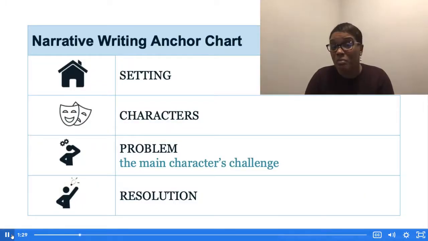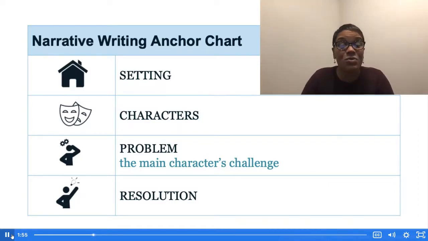Remember, the problem in the story is the main character's challenge. And the problem is something difficult in the story that the main character has to deal with. Now, since you've learned about story elements in Module 1, I need you to help add the rest of the definitions to the narrative writing anchor chart that you see on the screen. This chart is going to help you remember to include the story elements in your very own stories.